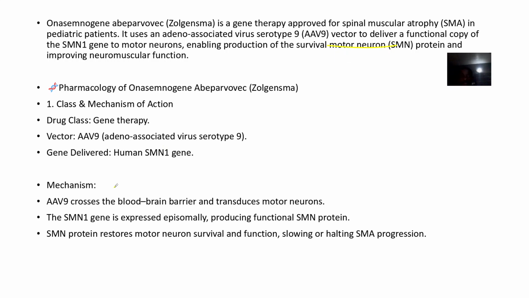So what happens? The vector, that's the adeno-associated virus serotype 9, crosses the blood-brain barrier. It transduces the motor neurons. So it carries the gene, right? So that's the survival motor neuron 1 gene. Okay, so how is it expressed? The gene is expressed episomally, and it will start producing the survival motor neuron protein.